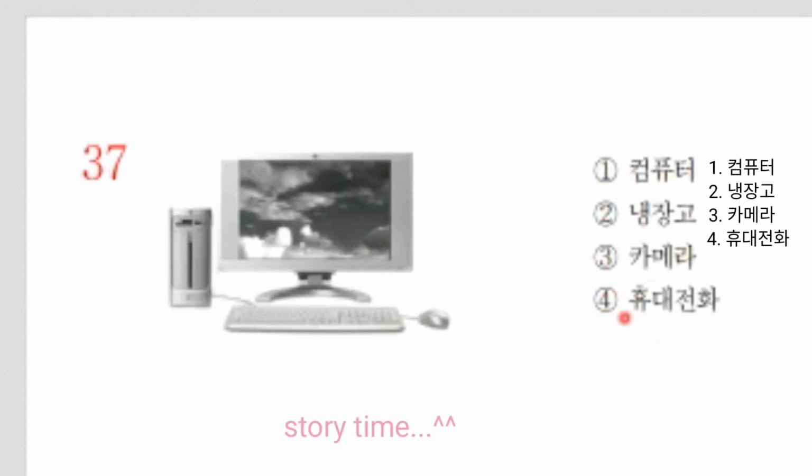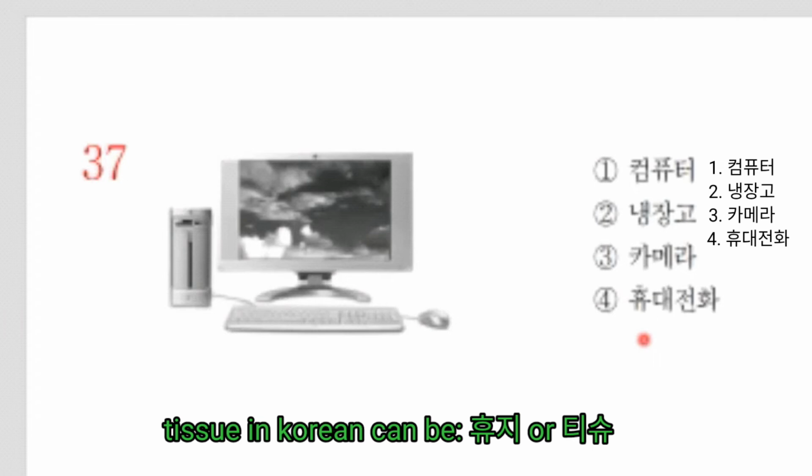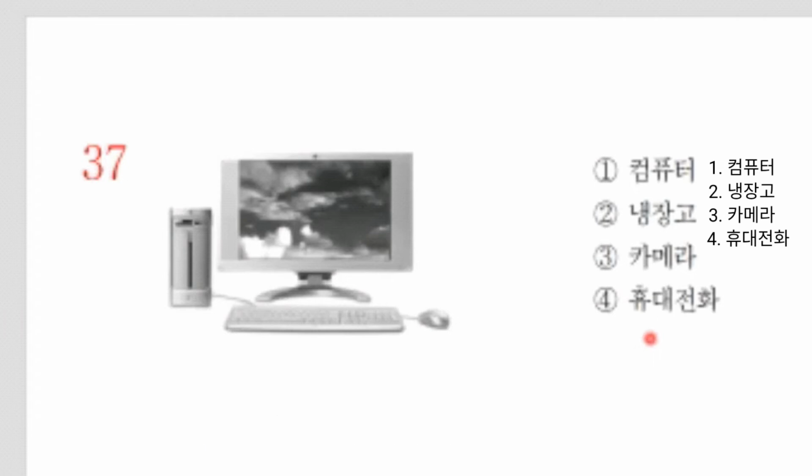Kasi sinabi ng asawa ko na ang Korean sa tawag dito, ang Korean sa tissue, kasi English din siya pero may Korean din kasi. So sabi niya ang Korean ng tissue is 휴지. Hindi ko masunod yung sinabi na Fuji. Hindi ko siya masunod talaga.